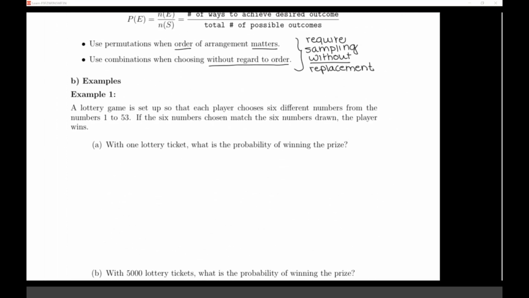A lottery game is set up so each player chooses 6 different numbers from the numbers 1 through 53. Okay, this sounds a lot like Powerball. If the 6 numbers chosen match the 6 numbers drawn, the player wins the jackpot. So before we even answer the question, let's ask ourselves some things. First of all, are we sampling with or without replacement here?